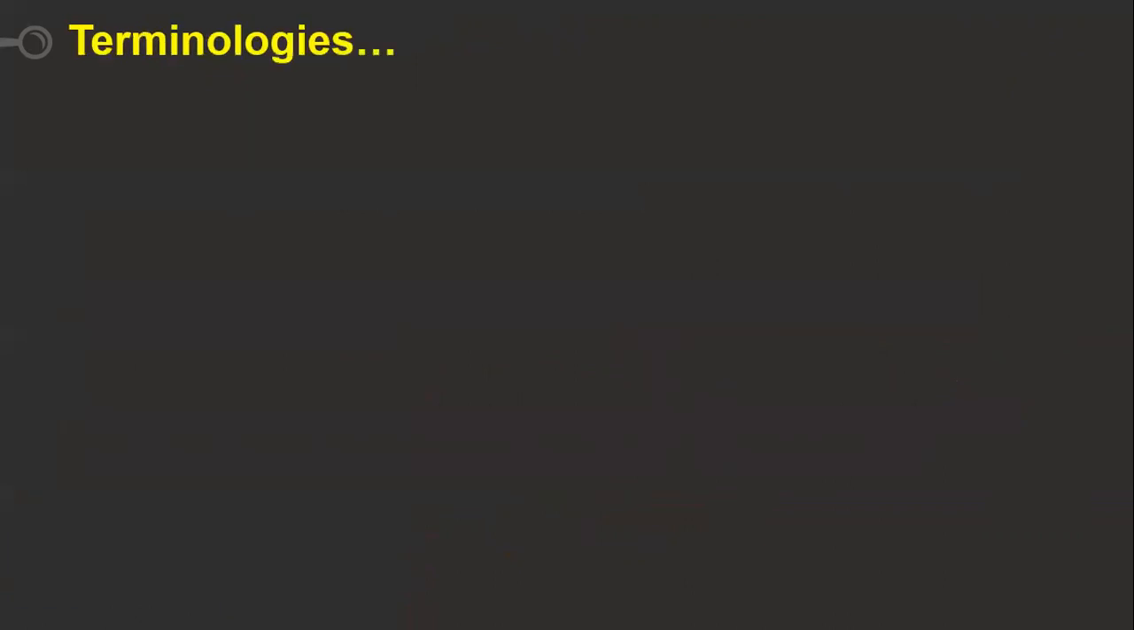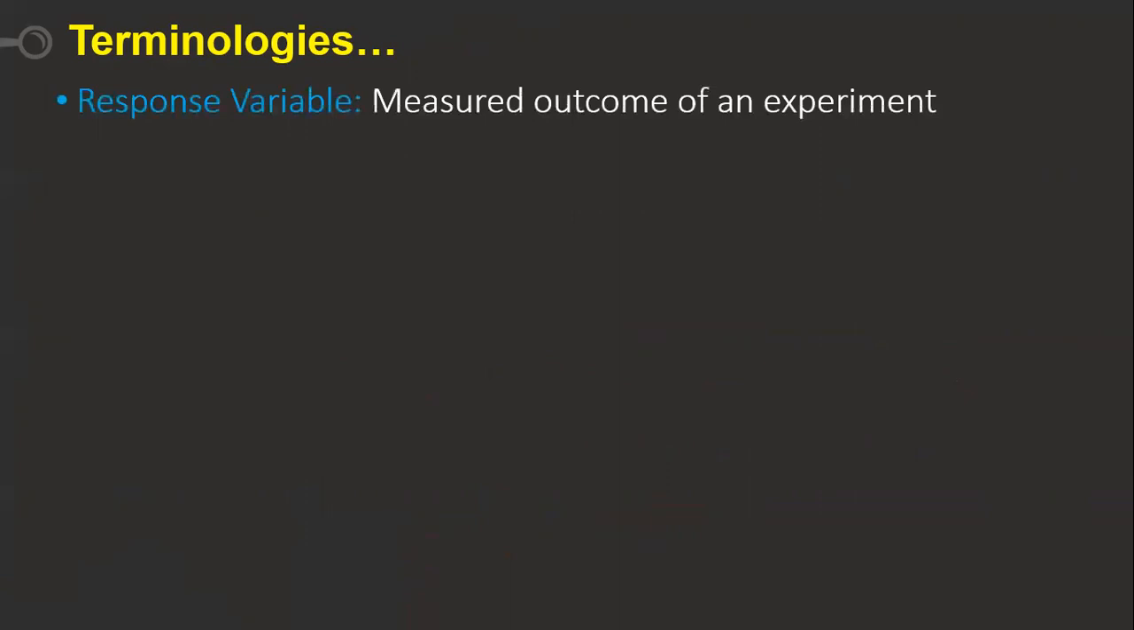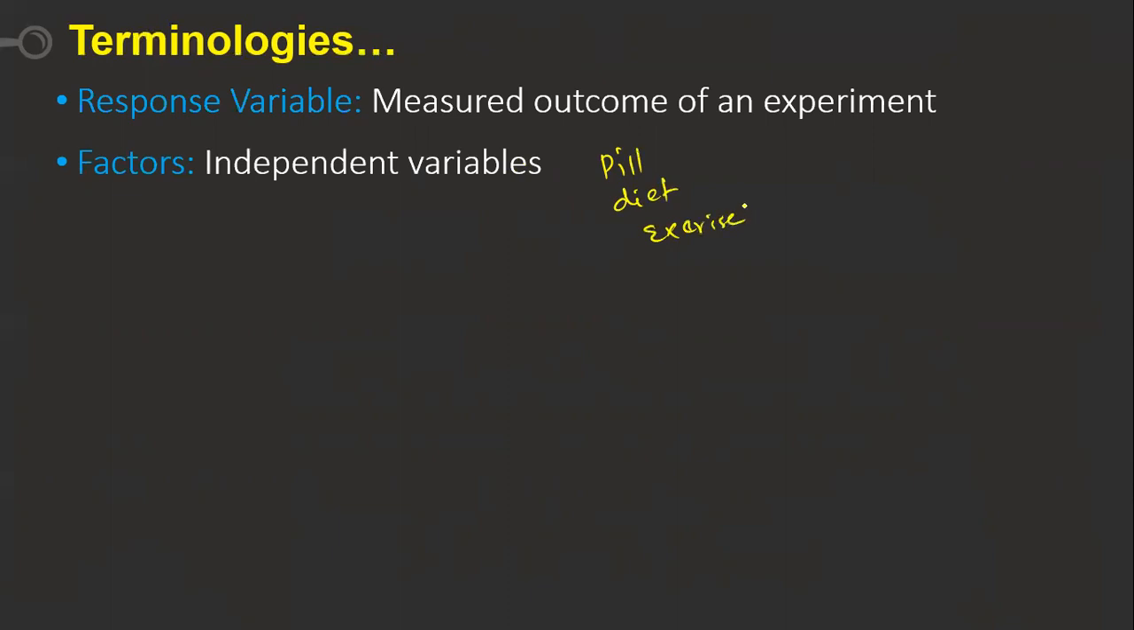Before that, we should find out the terminologies we are using, some definitions. What is the response variable? What we are going to measure is called the response variable. For example, in our previous example, weight loss is the response variable here. The factors mean independent variables. The pill, the diet and the exercise in the example we have given previously, those are called the factors here.